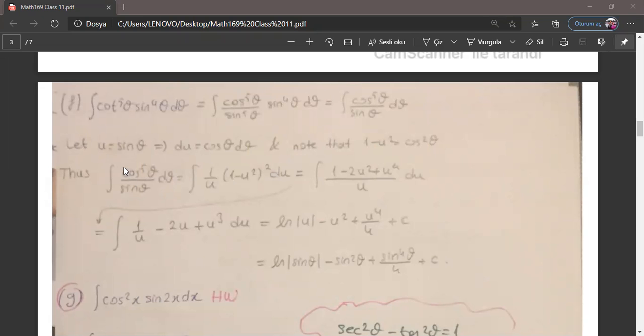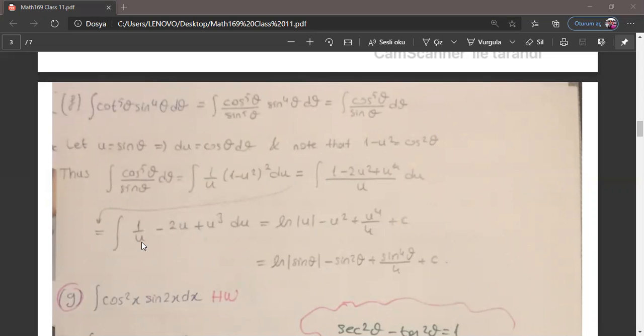Okay, 1 over sine theta is 1 over u, and we have then cosine to the 4. The remaining term is cosine to the 4, and it is cosine squared squared. So we have 1 minus u squared to the 2. So what do we have? We rewrite this. We write it explicitly. So here we have this polynomial, and the rest is easy. You know how to integrate them.